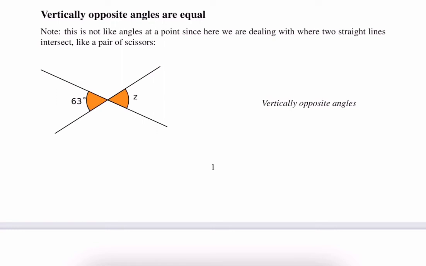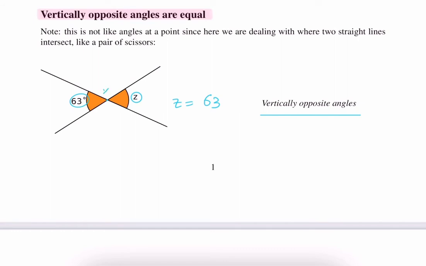Vertically opposite angles are equal. So, from this you should know that when you have two lines intersecting at a point, like this point we have here, you should know that the angles opposite in vertices are congruent or equal in measure. So, angle Z is the same as 63, which means Z equals 63, and we can state the reason: vertically opposite angles.